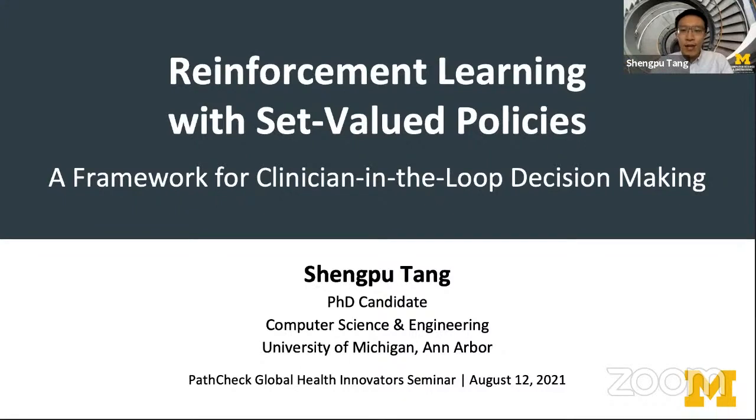My name is Shenku Tang, and I'm a PhD candidate in computer science and engineering at the University of Michigan. Today, I would like to share my work on reinforcement learning with set-valued policies, which is a framework that I'm particularly excited about that lays the foundation for clinician-in-the-loop decision-making using AI and machine learning. So let's jump right in.